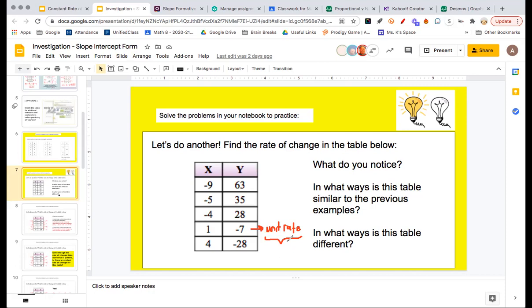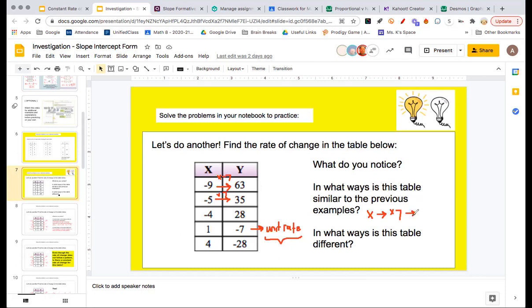That from x to y, I think it's times -7. Okay, so from here to here, I times by -7. So we have this relationship that I can times by -7. All right. So those things are similar, right? It has this unit rate, and it also shows us from the x to the y, we times by -7.